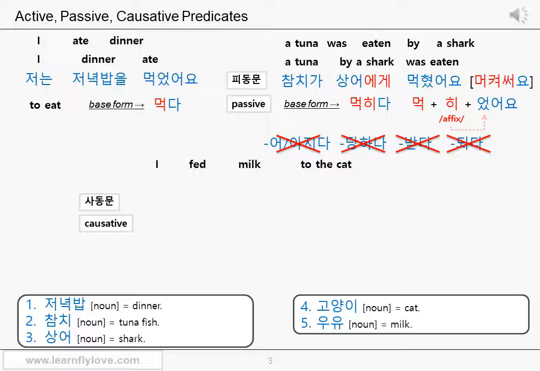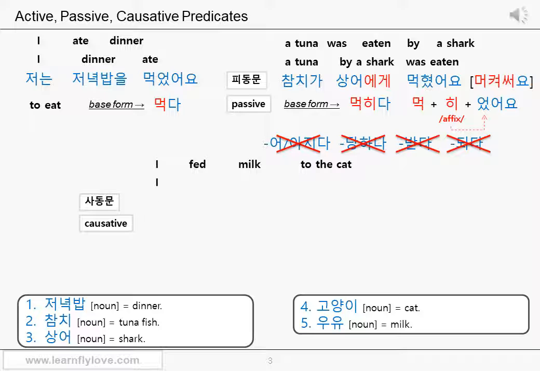Okay, let's see the next example. I fed milk to the cat. Fed or feed is just a verb in an active form in English. But in Korean, you need to turn it into the causative form 사동 because of the two reasons. First, the verb which means feed in Korean is in the causative form. And in Korean grammar, when the subject is directly involved in the action, but the object is the one affected by it, you need to use the causative form.